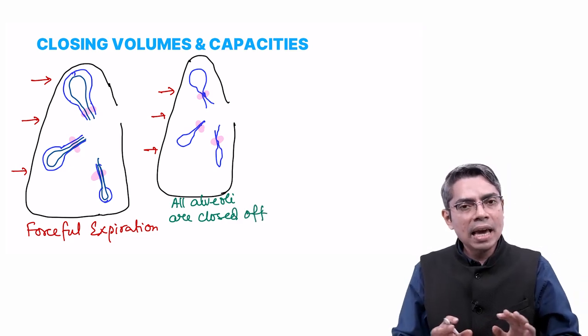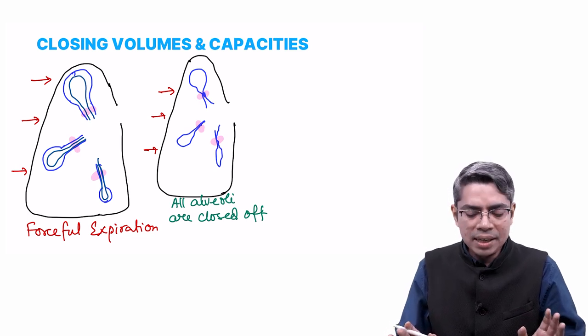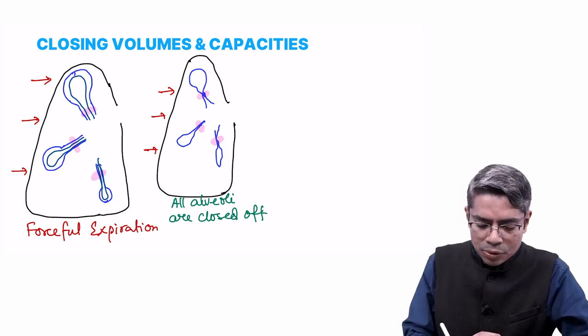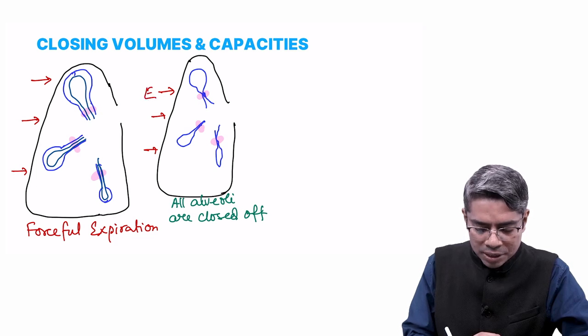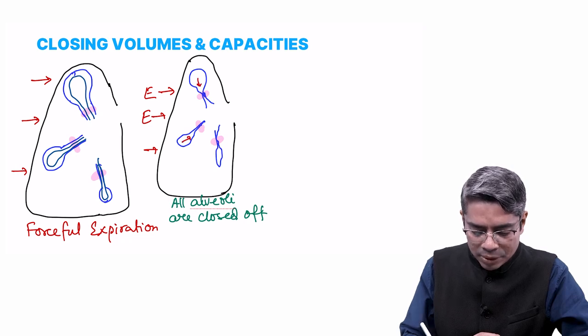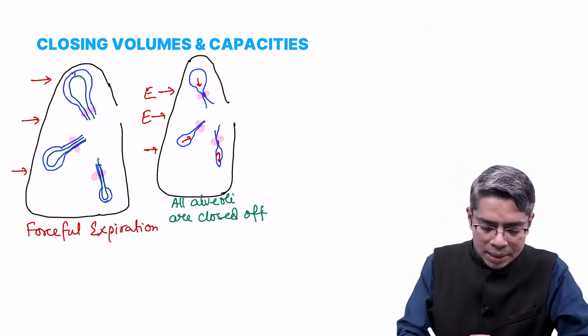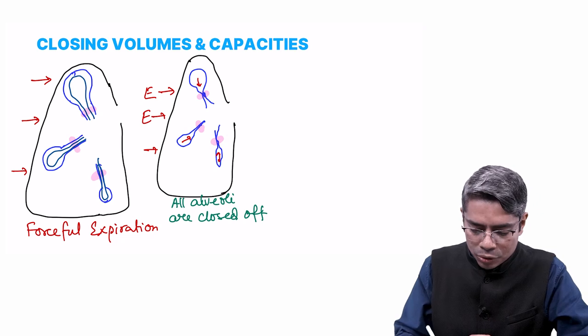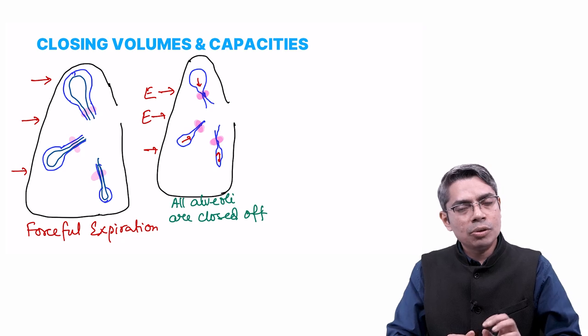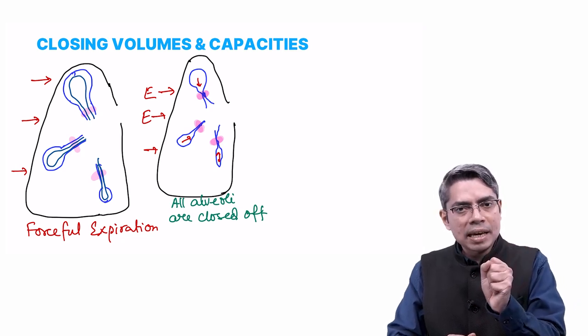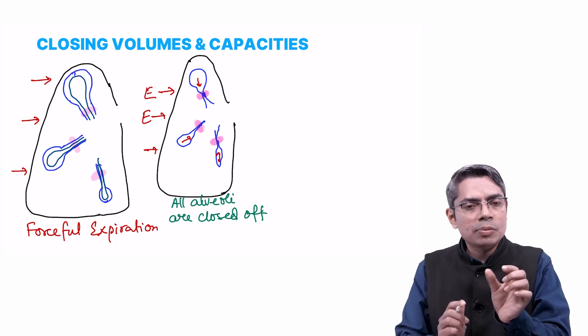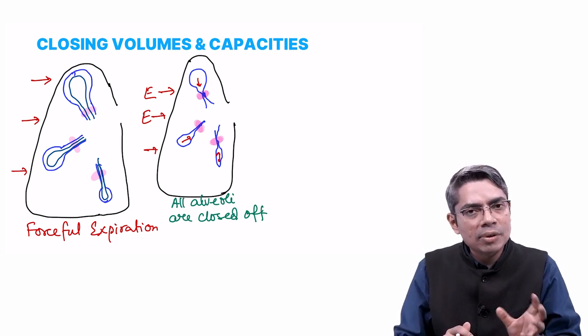Now, whenever all alveoli are closed off, in that condition, if you do more forceful expiration, do you think you are going to expel more air from these alveoli? Answer is no. Why no? Because already these alveoli are closed. Why are they closed? Because of the closure of the smaller size bronchioles. So, before the complete collapse of the alveoli, there will be closure of the bronchioles because the bronchiolar diameter is smaller than the alveolar diameter.